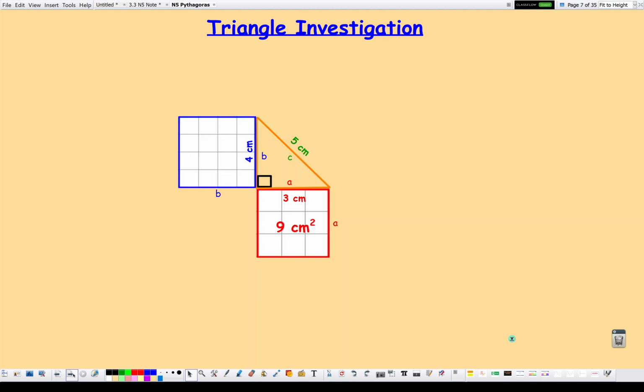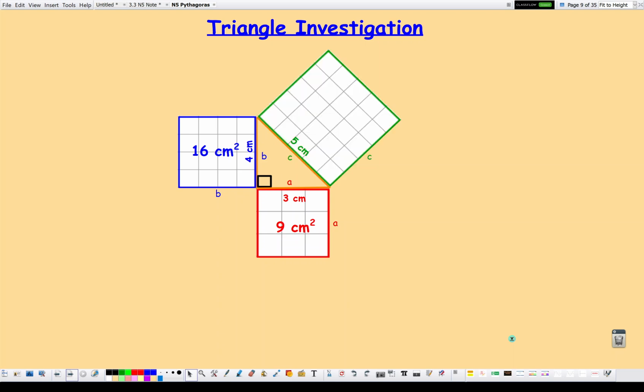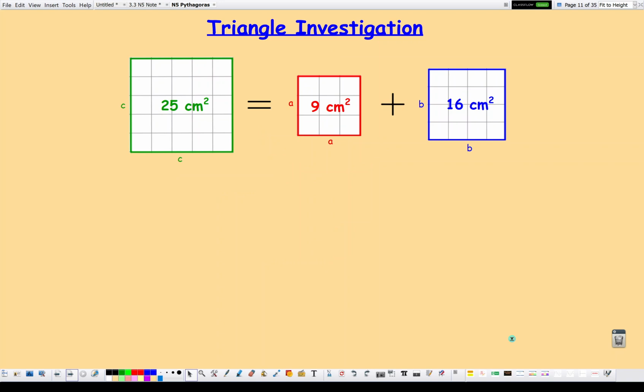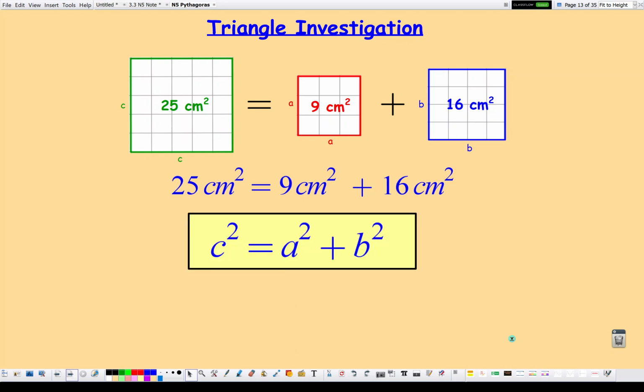The other smaller side would be a square with 4 by 4, which would be 16 centimeters squared, and the biggest side would be a square of 5 boxes by 5 boxes, which is of course 5 times 5, 25 centimeters squared. So we get this rule where the 25 centimeters squared is equal to the two other squares added together. So 25 is equal to 9 plus 16, which we can summarise in this formula: c squared equals a squared plus b squared. That's the fundamental Pythagoras theorem formula that you will hopefully remember a wee bit from before.